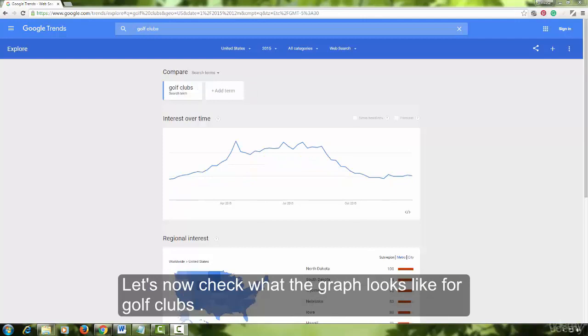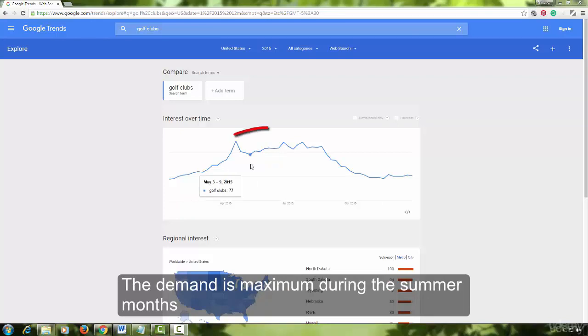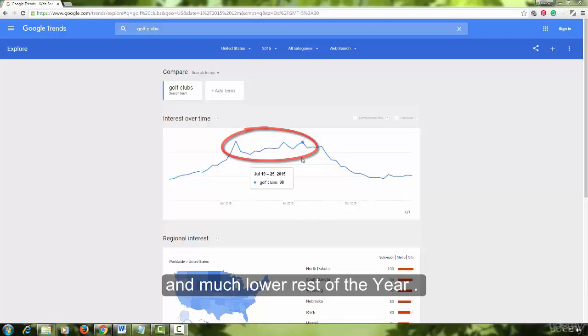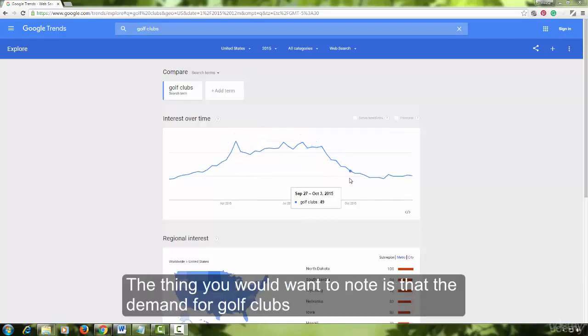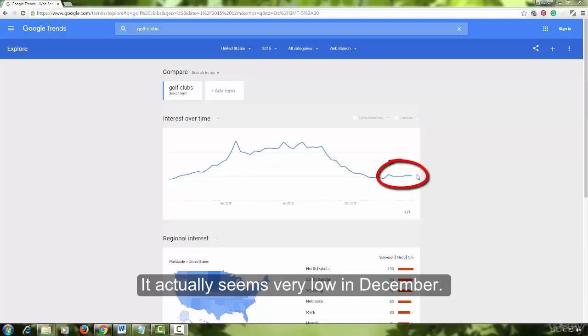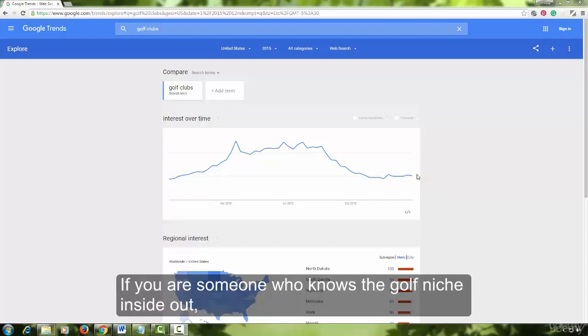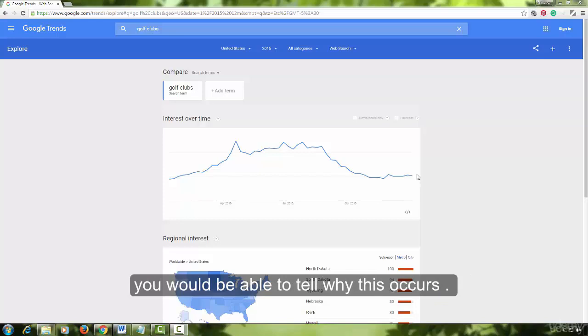Let's now check what the graph looks like for golf clubs. You can see the pattern is very similar to golf balls. The demand is maximum during the summer months and much lower rest of the year. The thing you would want to note is that the demand for golf clubs does not peak in December. It actually seems very low in December. I do not know anything about golf. If you are someone who knows the niche inside out, you would be able to tell why this occurs.